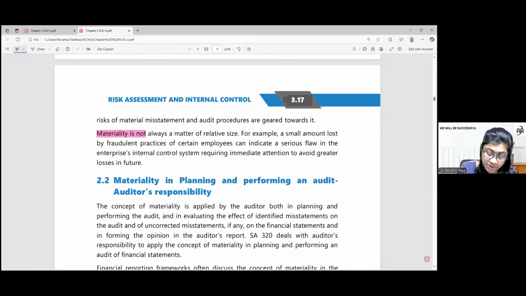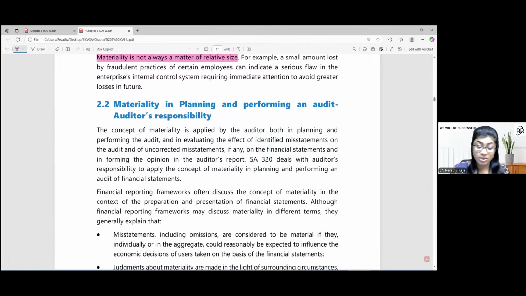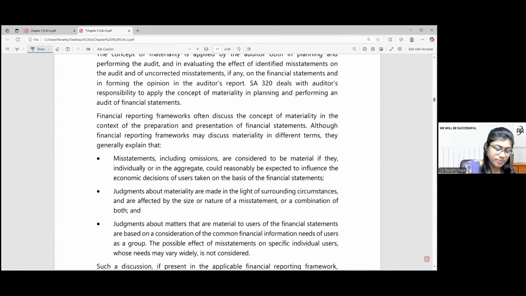Do you remember the sentence? Materiality is not always a matter of relative size. Even 10,000 rupees becomes material. At which page, did you reach page 17? Then I was asking you many times, who has to fix, who has to fix, Danya? So materiality is a responsibility of the auditor. Now just read these things. It's a repeat, don't need to mark again. Already we have said. A decision of users of FS. It is affected by nature, size, or both. Judgments of materiality are based on common users' needs and not specific. Are you listening? Are you following?